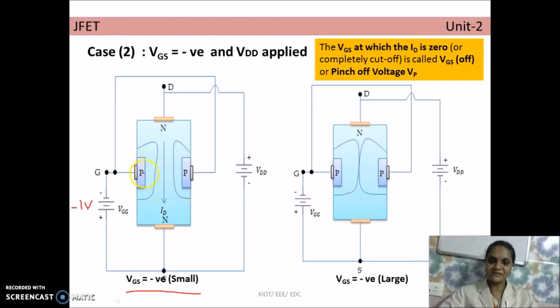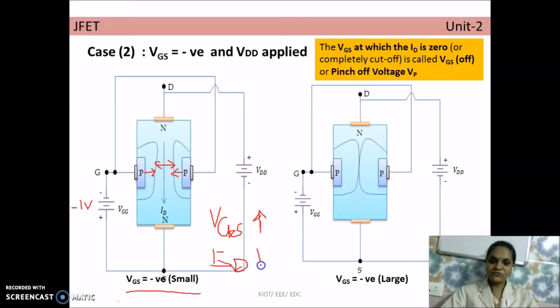So as a result, the depletion layer penetrates more deeply on either side of the P region. So this P region also increases, and as a result, the effective width of the channel, this is the channel or path available for the electrons to move from source to the drain, decreases again. If we still increase the VGS, it still decreases. If we increase it still more, it keeps decreasing, and as a result we can say that drain current decreases. If VGS increases, drain current decreases.